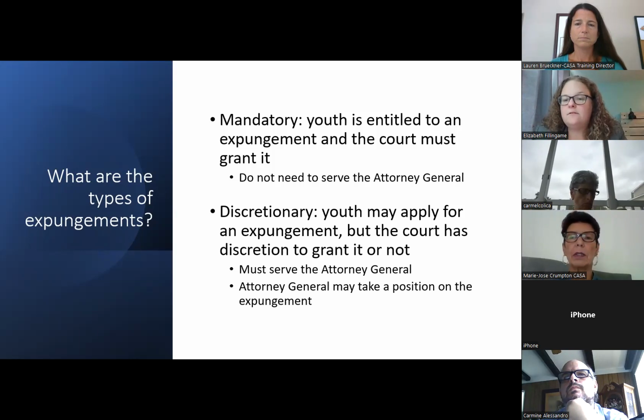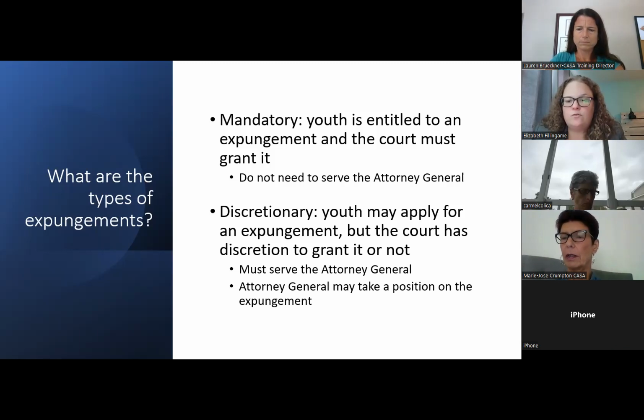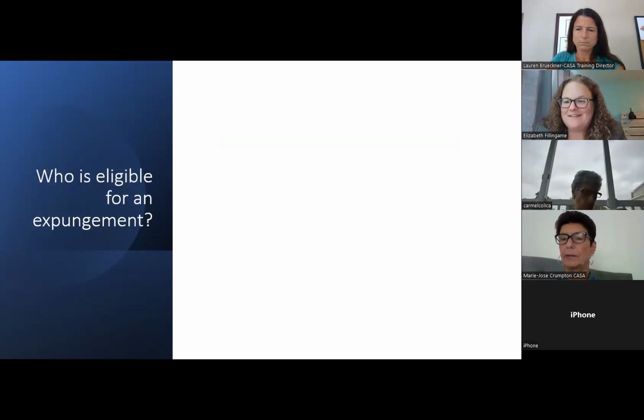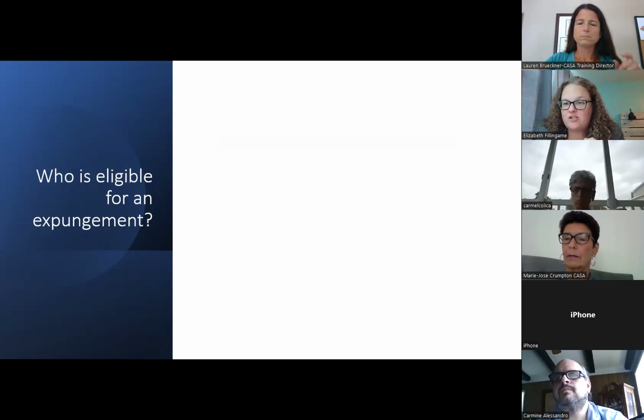What would be a reason for a discretionary expungement? What kind of criminal record does a youth need to have for it? Glad you asked that question. So before we get right to that, we're going to talk about who's eligible for an expungement in general, and then we'll kind of go into the breakdown.